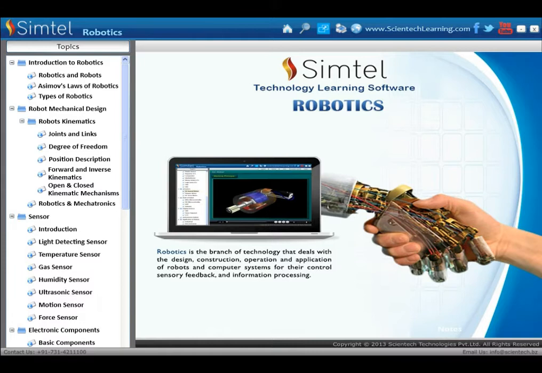Robotics is the branch of technology that deals with the design, construction, operation and application of robots and computer systems for their control, sensory feedback and information processing.